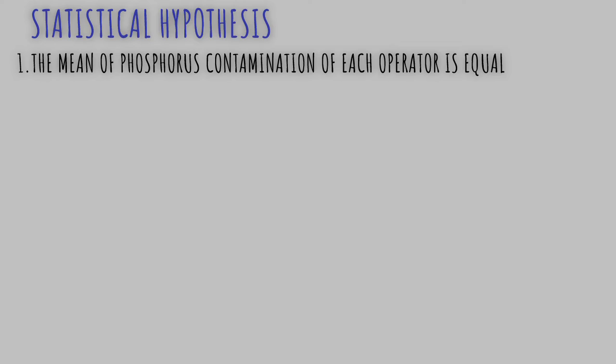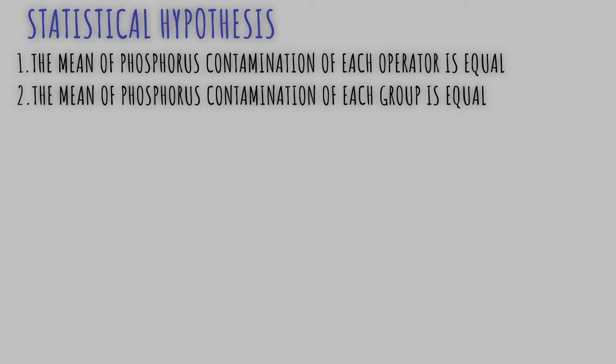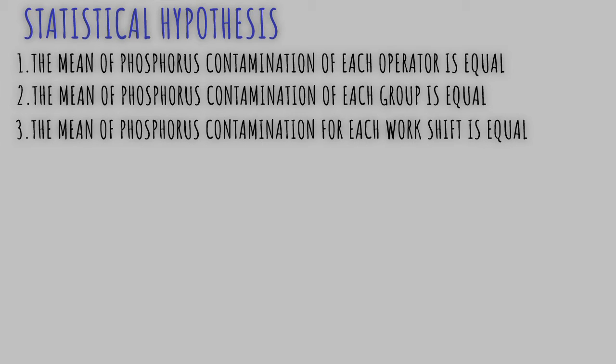For this project, we generated 8 different statistical hypotheses. The first one is that the mean of phosphorus contamination of each operator is equal. Then, the mean of phosphorus contamination of each group is equal. The third one is that the mean of phosphorus contamination for each work shift is equal.